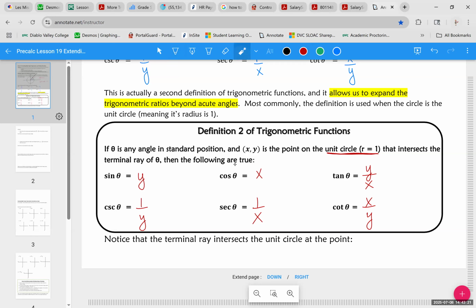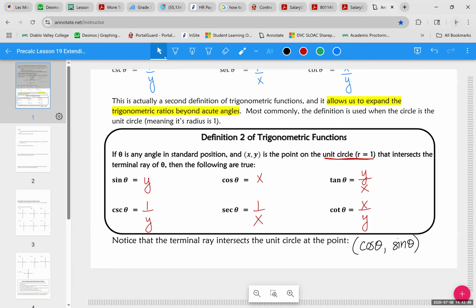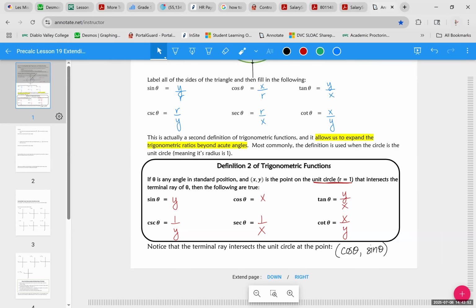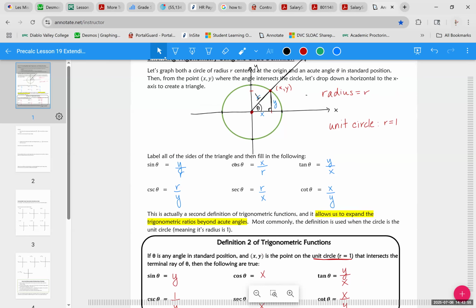Now, remember that this angle was intersecting the unit circle at this point (x, y), and notice that x is cosine of that angle and y is sine of that angle. So the terminal ray is going to intersect the unit circle at this point, (cosine theta, sine theta). In fact, if you know that point of intersection, it's going to tell you the x coordinate is the cosine and the y coordinate is the sine. So that definition comes from this picture that we did in the first quadrant, but we can now apply it.